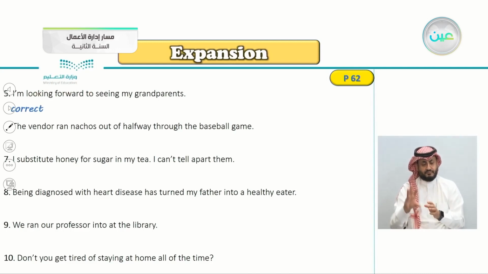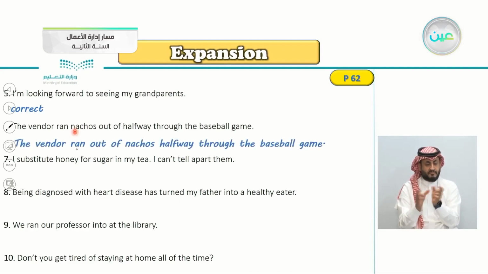Number 6, the vendor ran nachos out of halfway through the baseball game. So I think now you notice that there's something wrong here. The vendor ran nachos out of. So how do we correct this one? Yes, the vendor ran out of nachos halfway through the baseball game.